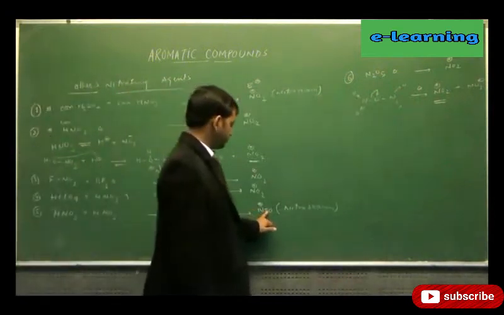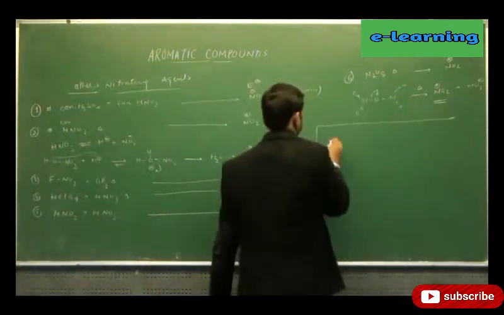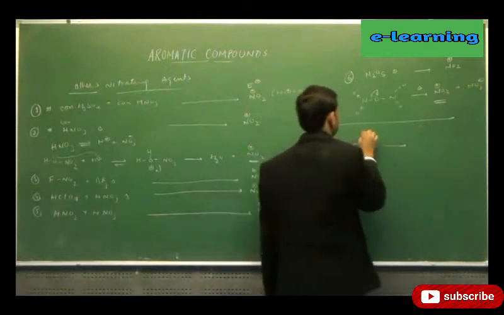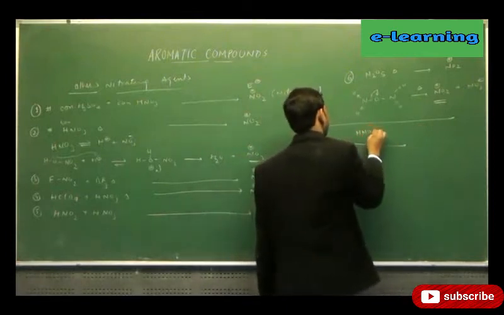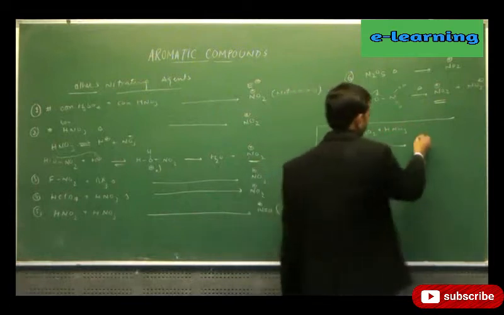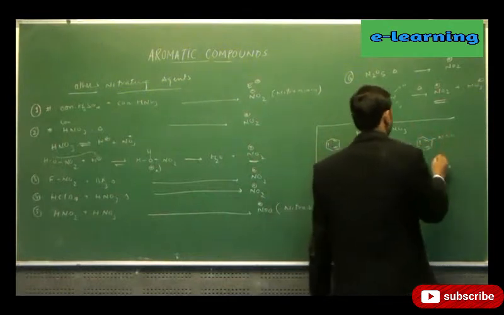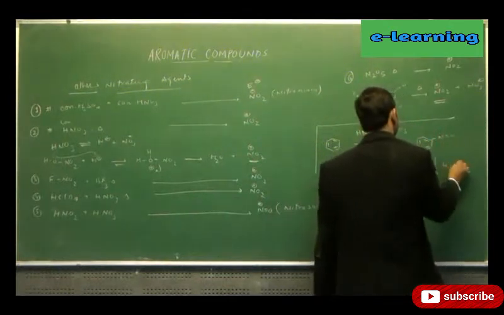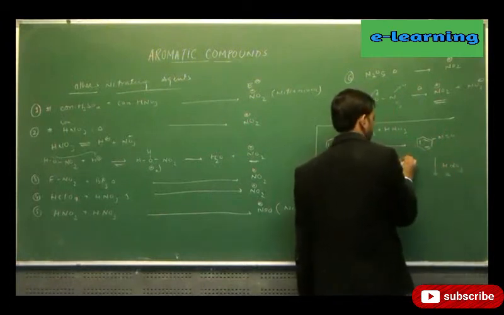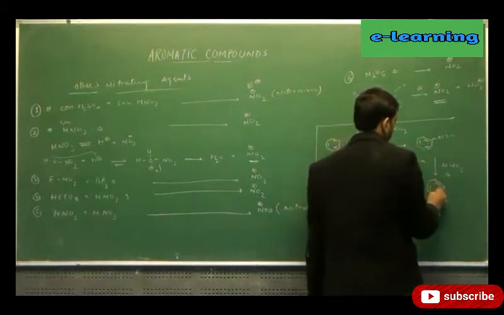This nitrosonium, suppose the reaction is done with benzene. HNO2 plus HNO3 forms the nitrosonium. So first we obtain nitrosobenzene. Further it oxidizes in presence of HNO3. Oxidation takes place and it is converted to nitrobenzene.